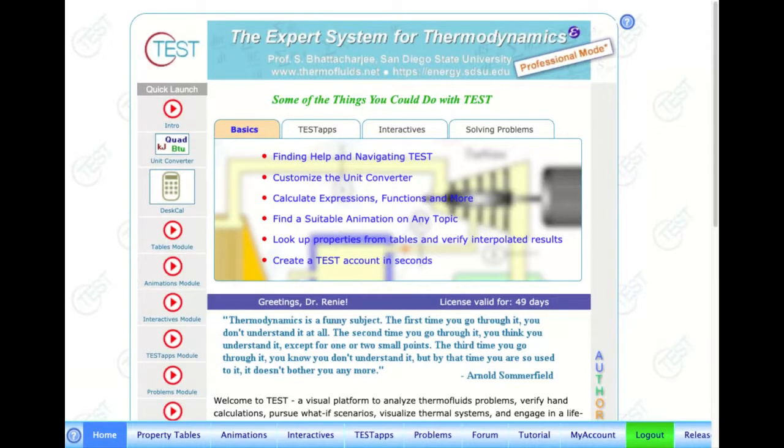What you see on the screen now is the test software. TEST stands for the Expert System for Thermodynamics. This is the opening screen after you have logged in. If you successfully log in, then you'll see a greeting here for you and how long your license is valid for.